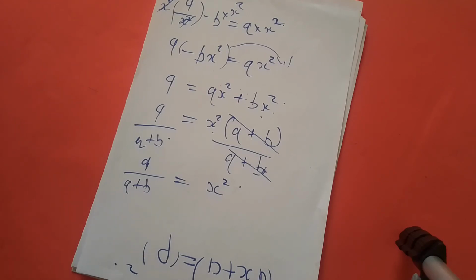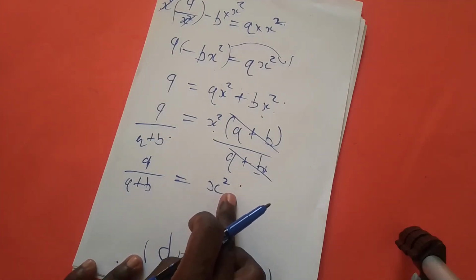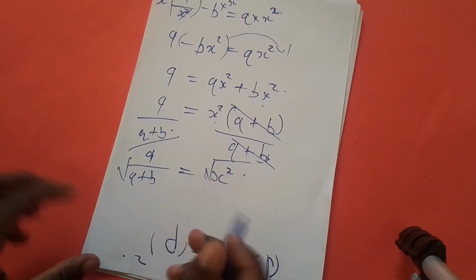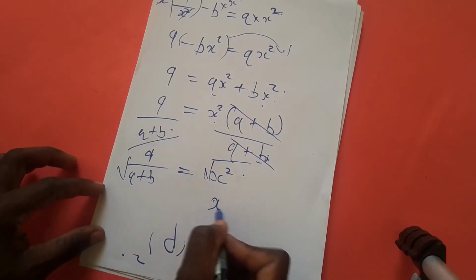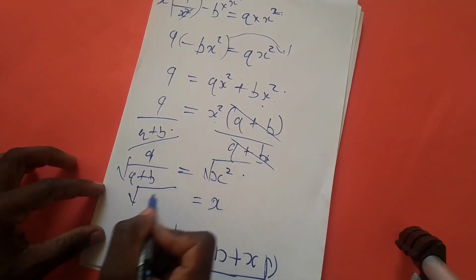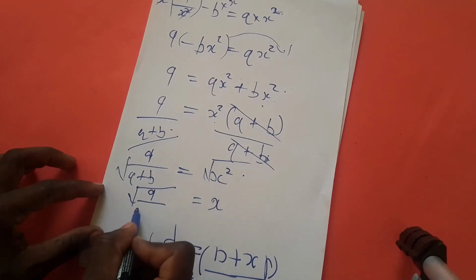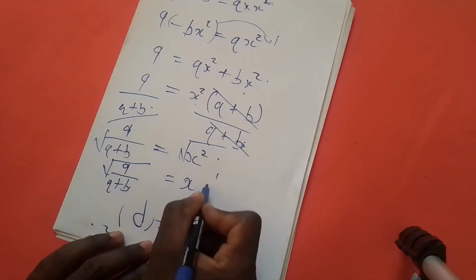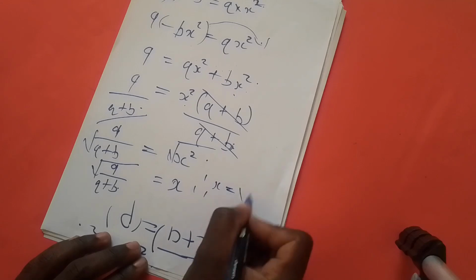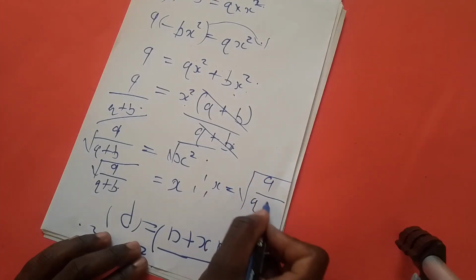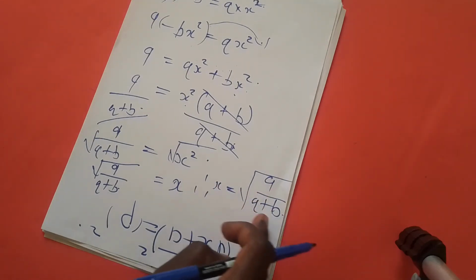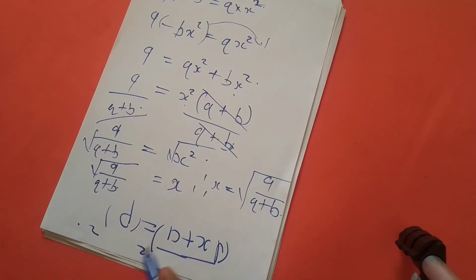What's left is only to remove the power 2, right? So we are going to introduce the square root sign in order to get rid of the power. So we'll be left with x equal to the root of 9 over q plus b. At this point you're done. x is equal to the root of 9 over q plus b. You're done. x is now the subject of the formula.